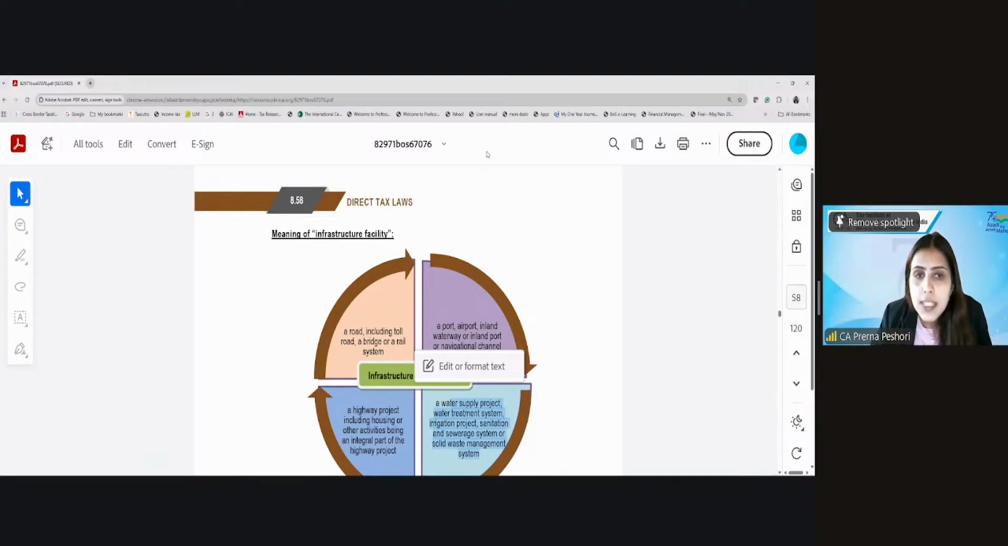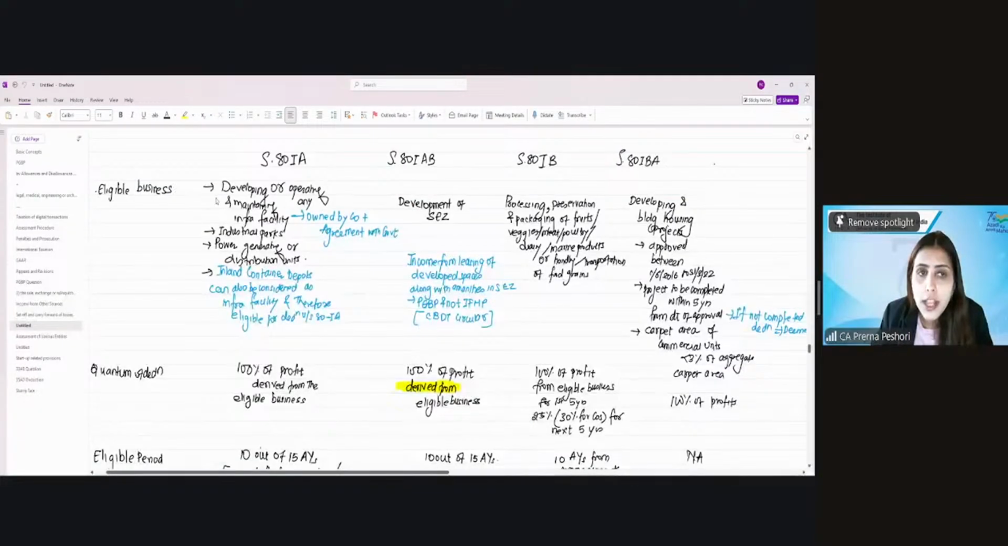So basically the businesses which are into this line. I've put up a chart over here also. What are the eligible businesses? Developing or operating and maintaining any infra facility owned by the Indian company. Here you can just write it down, Indian company instead of just company.